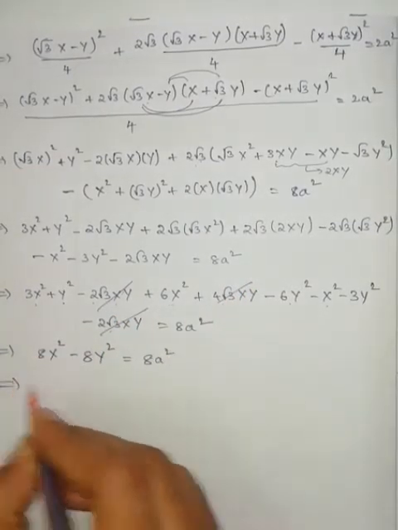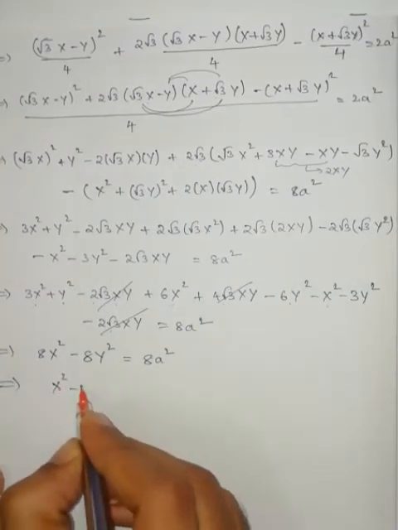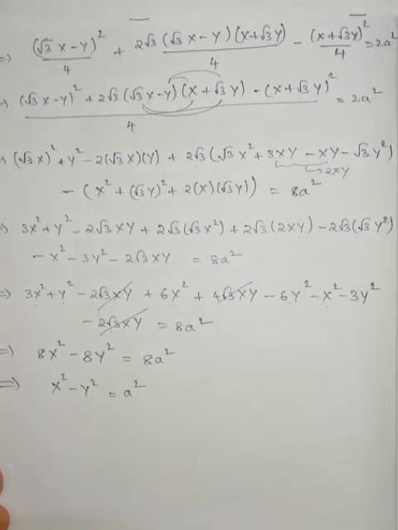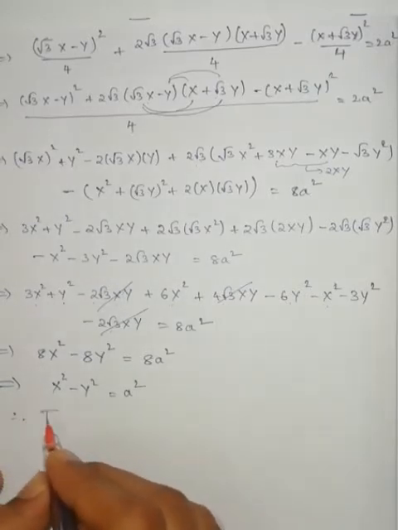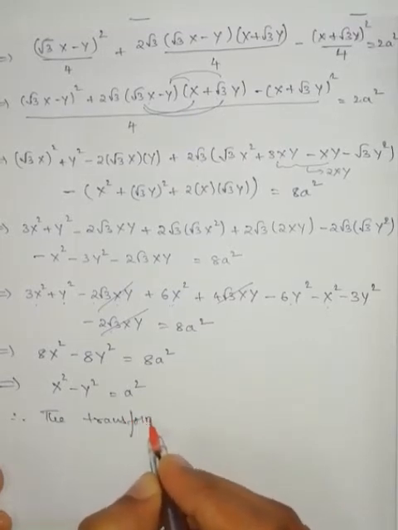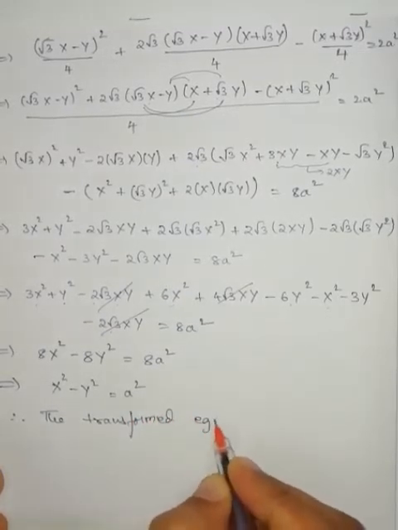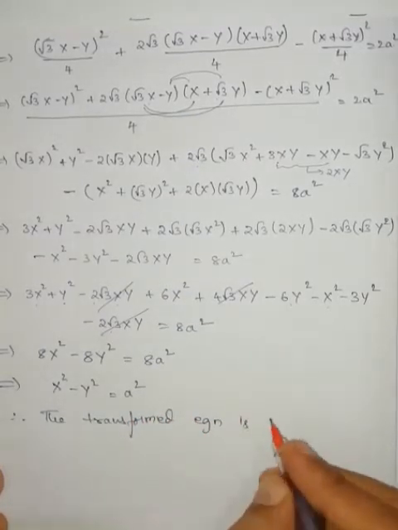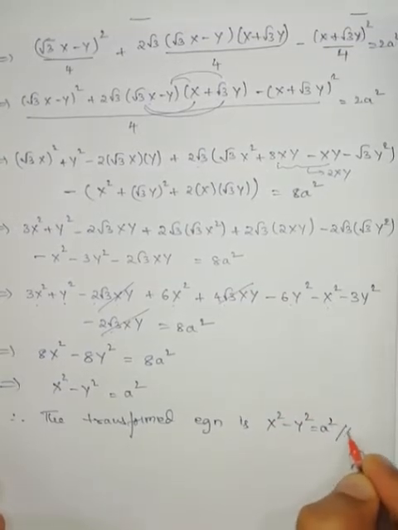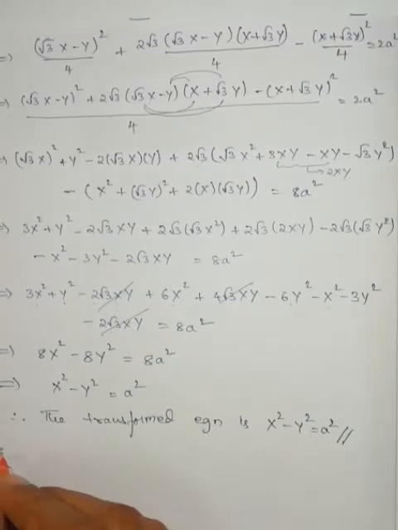8 is common and cancels on both sides. X square minus Y square is equal to a square. Therefore, the transformed equation is X square minus Y square is equal to a square. Similarly, do this one as homework.